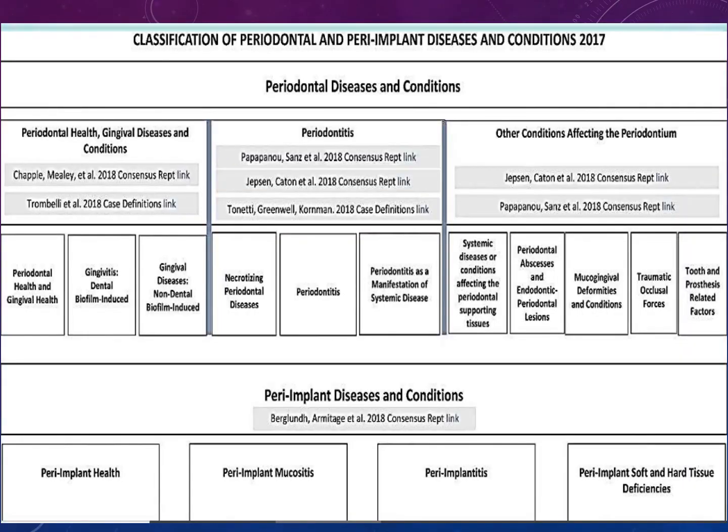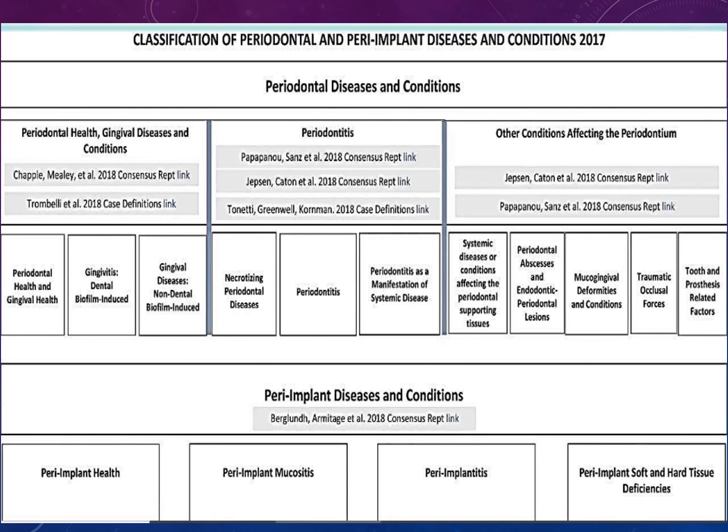Now, at present, the classification of periodontal and peri-implant diseases and conditions has been proposed in the year 2017. This was developed in order to accommodate advances in knowledge derived from biological and clinical research that have emerged since the 1999 classification. So what are the highlights of this 2017 classification?